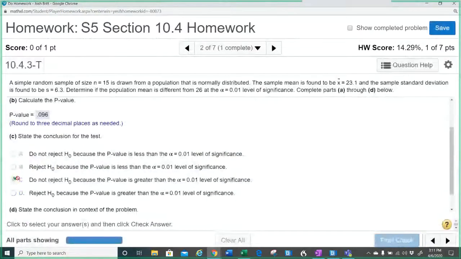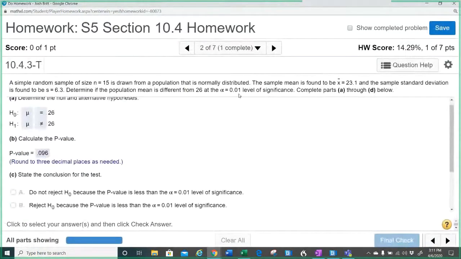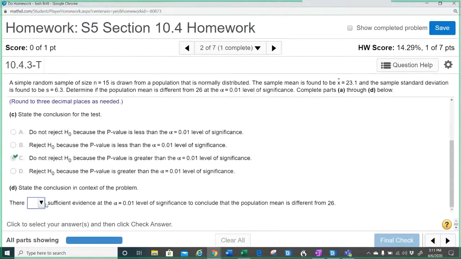Always compare your p-value to alpha. If the p-value is less, reject. If it's greater, do not reject. So there is not sufficient evidence.